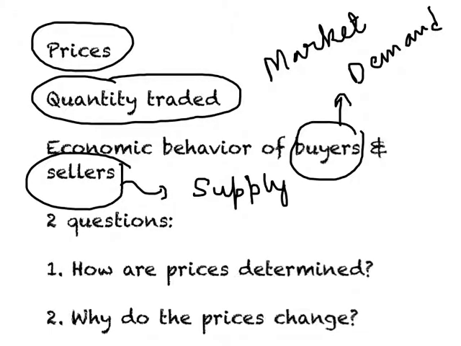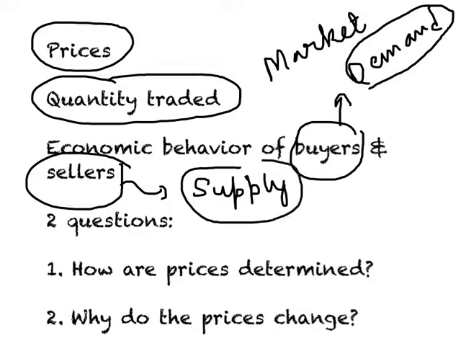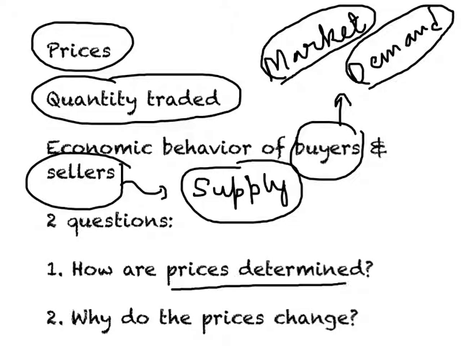And now what we have done so far is looked at demand independently and supply independently, or in other words, the behavior of buyers separately and the behavior of sellers separately. Now we bring all of them together, and what we are now looking at is a market. And we are back to the same questions. One, and this is what I'll try to explain in this video: how are prices determined? And in subsequent videos, I'll show why prices change.